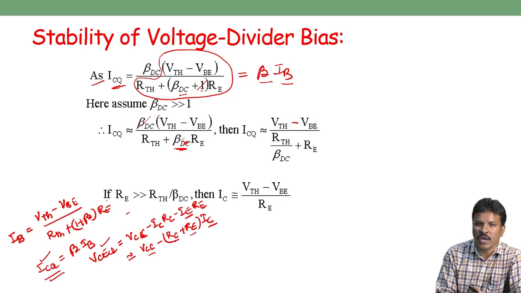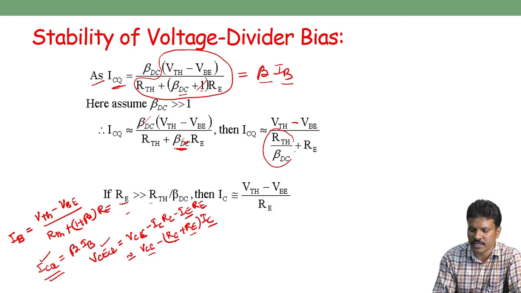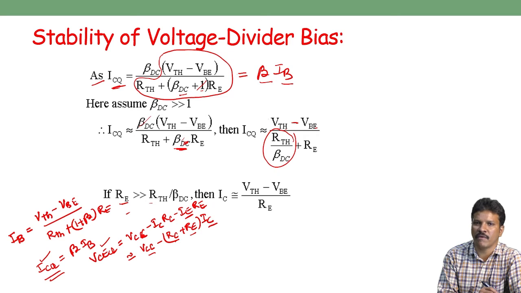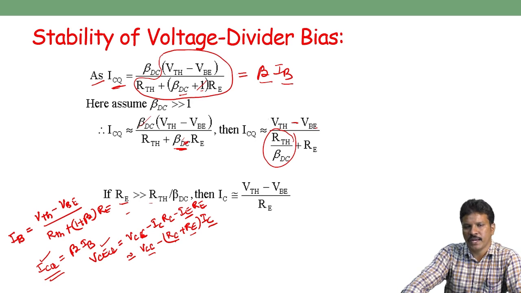When we provide the emitter resistor in such a way that it is far greater than the ratio of the Thevenin equivalent resistance divided by beta. Beta is given for a particular voltage divider circuit, like 100 for example. Beta is equal to 100, and RTH is equal to some value.